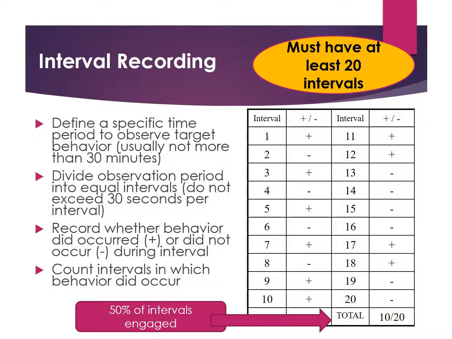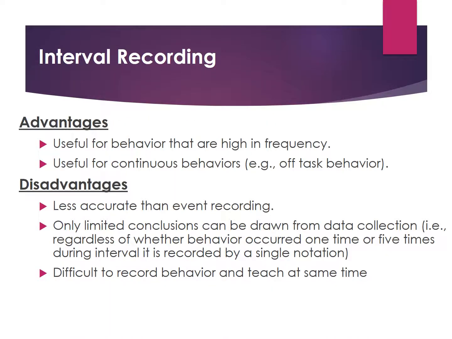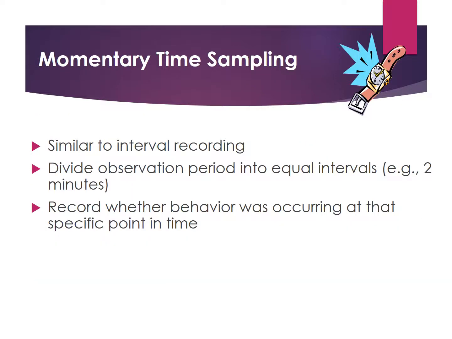When you're using interval recording, you must have at least 20 intervals. This is according to the literature. When you have less than 20 intervals, it does not give you an accurate reflection of how much time that behavior happens with that child. There are some advantages and disadvantages to this recording.